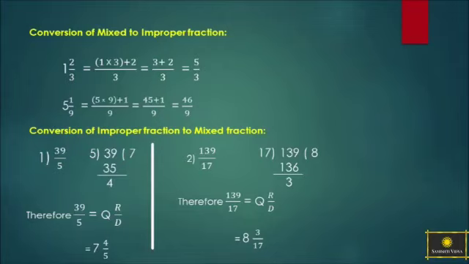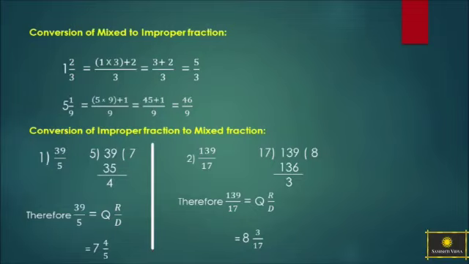In the same way, 5 1 by 9. In this mixed fraction, 5 is the natural number, 1 is the numerator of the proper fraction and 9 is the denominator. So we have to multiply the natural number by the denominator, that is 5 9s are 45.